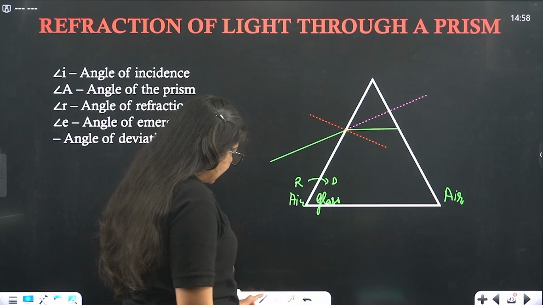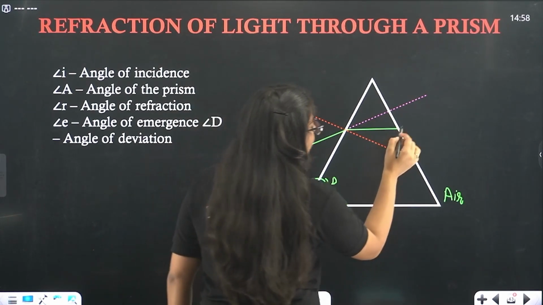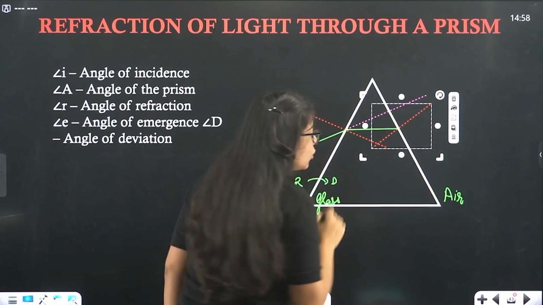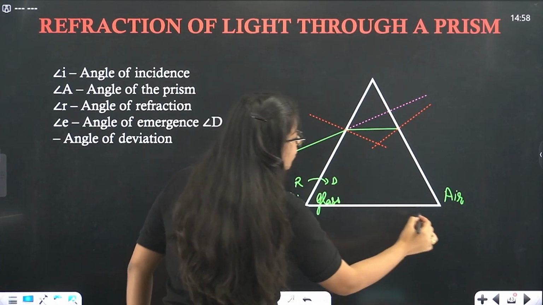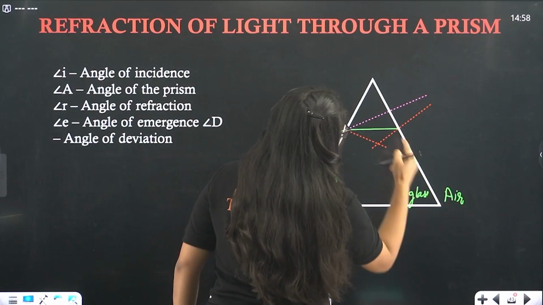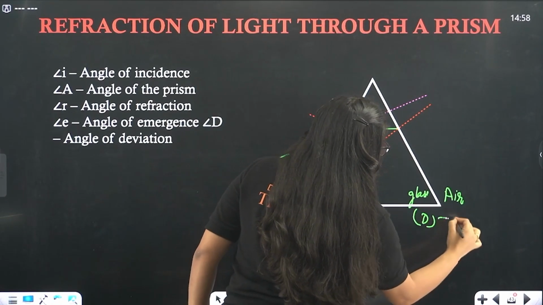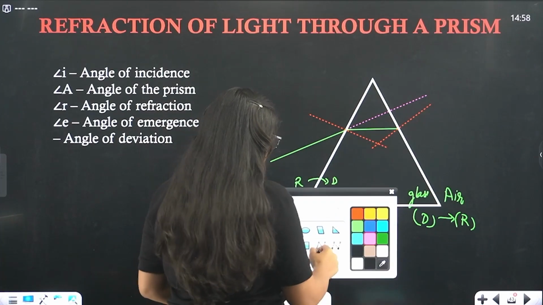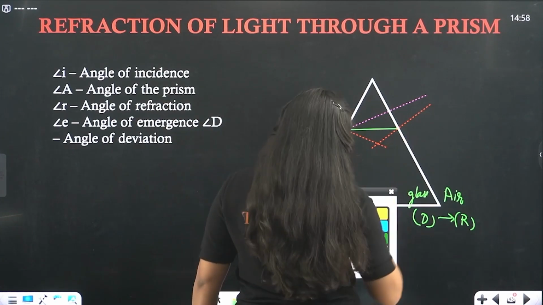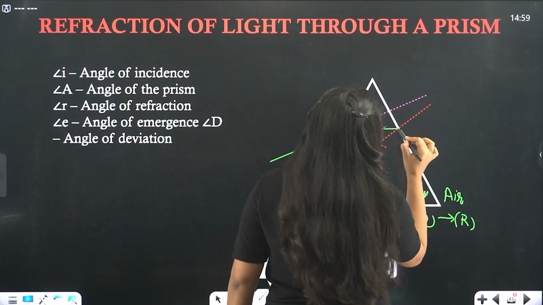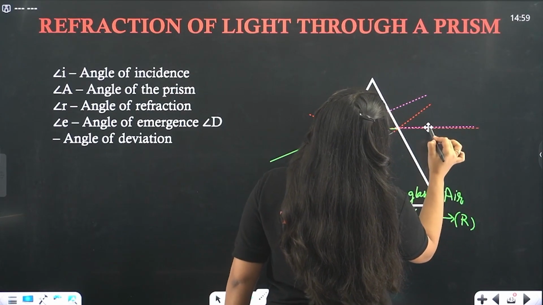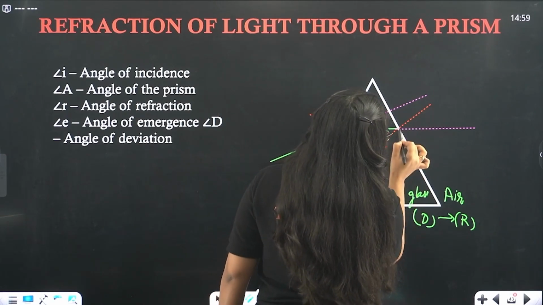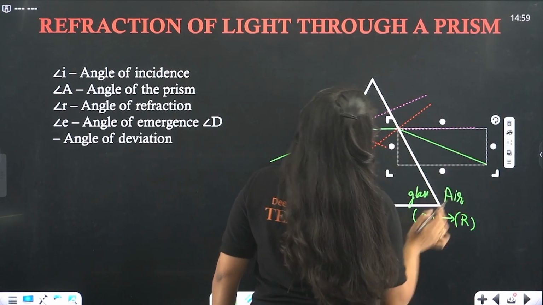Done. Again, now at this point of incidence, I will again make a normal. Now the ray is going from glass, denser to rarer. So it will bend away from the normal. So instead of going straight like this, it bends away from the normal. This is the normal. It will bend away from the normal.